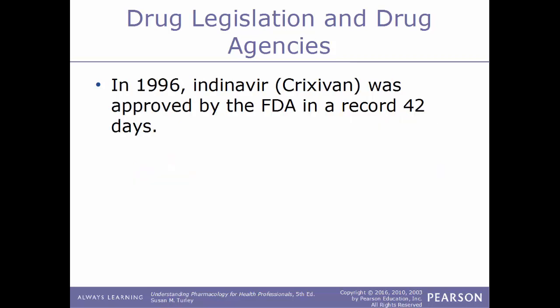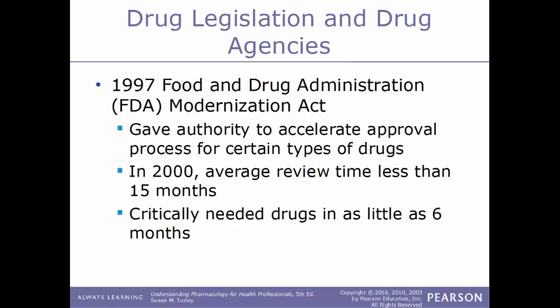In 1996, Crixivan was approved by the FDA in a record length of time, in only 42 days. And Crixivan is a drug that helps treat HIV infection. In 1997, the Food and Drug Administration Modernization Act gave the authority to accelerate the approval process for certain types of drugs. So in 2000, the average review time was less than 15 months, and drugs that were in critical need took as little as 6 months.